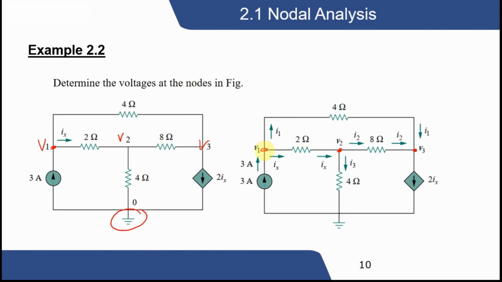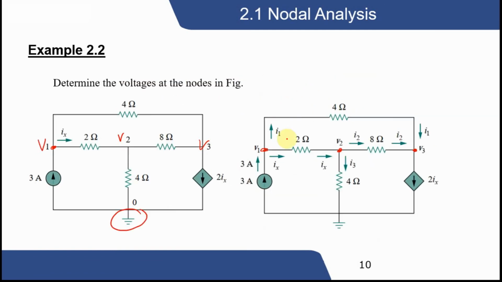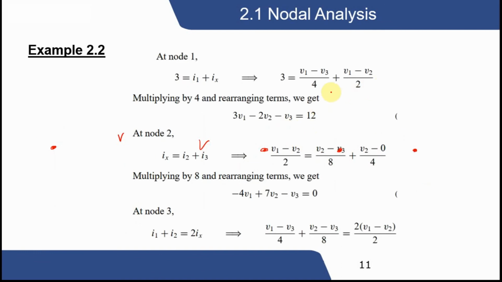Okay, so what is I1? Let's calculate I1. I1 is moving away from V1, so V1 minus V3 divided by 4 ohms is I1. For Ix, it is also moving away from V1, so it means V1 minus V2 divided by 2 ohms.